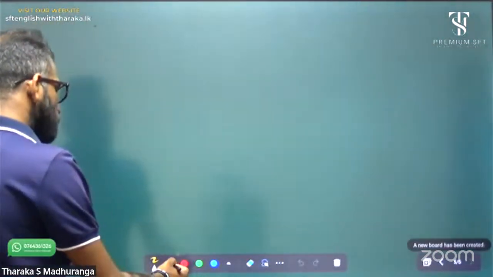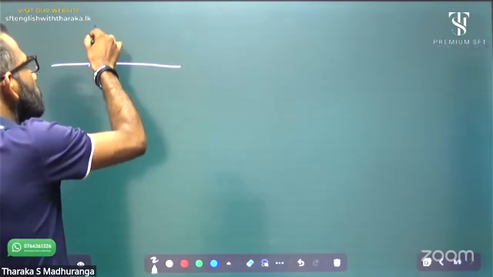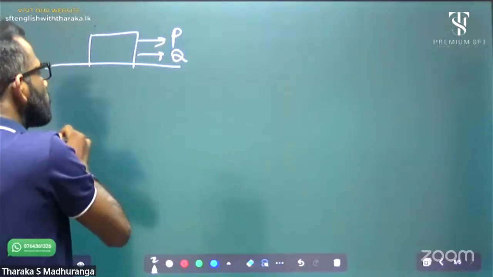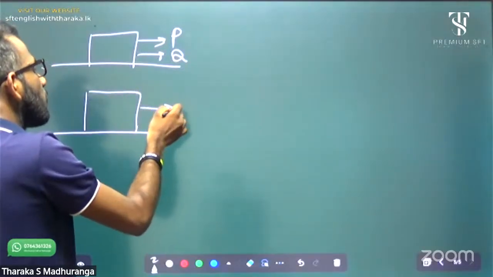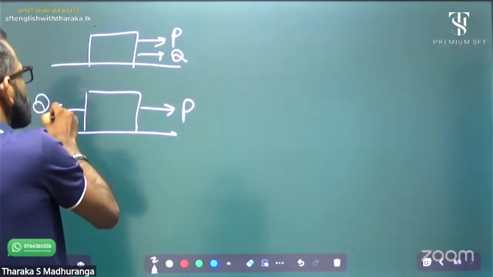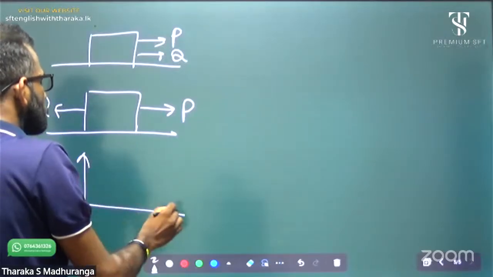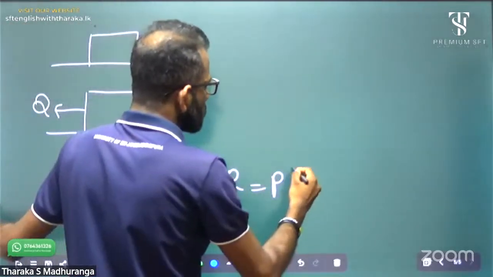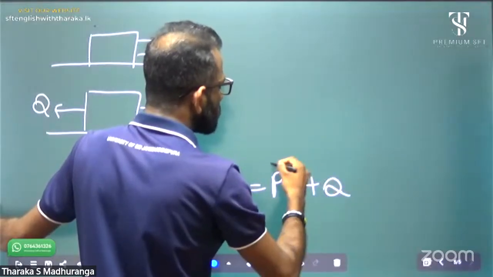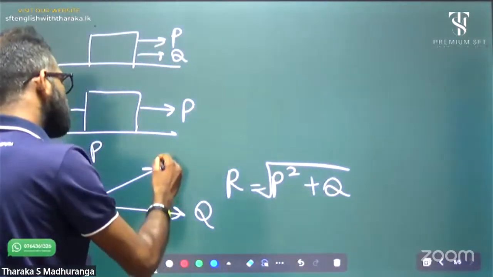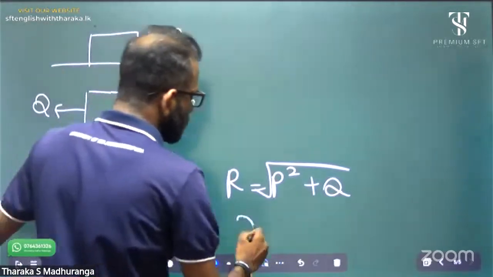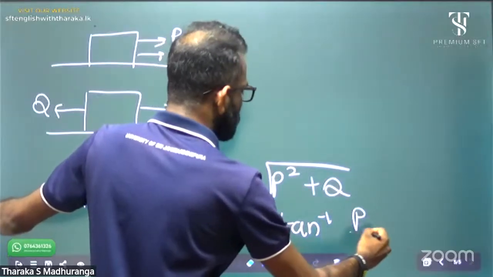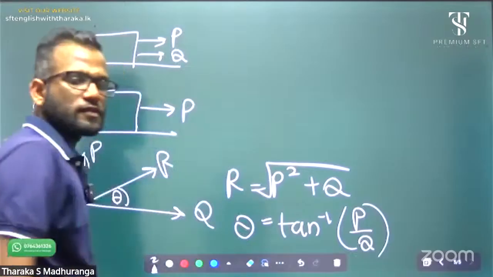Two forces acting along the same direction, very simple: P plus Q. Two forces acting along opposite directions: P minus Q. Two forces acting along perpendicular directions: R equals the square root of P squared plus Q squared. This is R. Then you can get theta. Theta equals tan inverse of P over Q. Okay, remember these equations and applications.